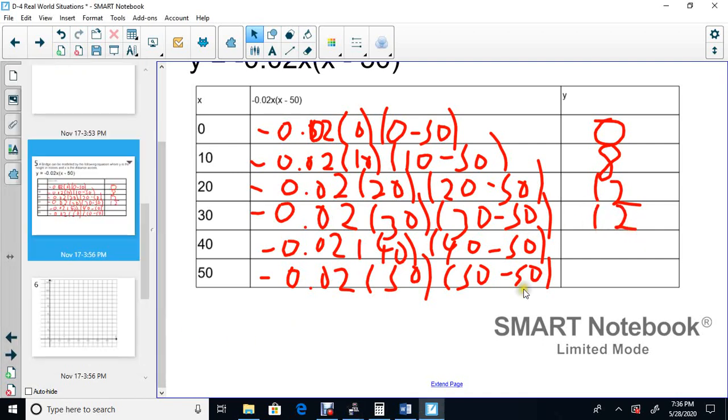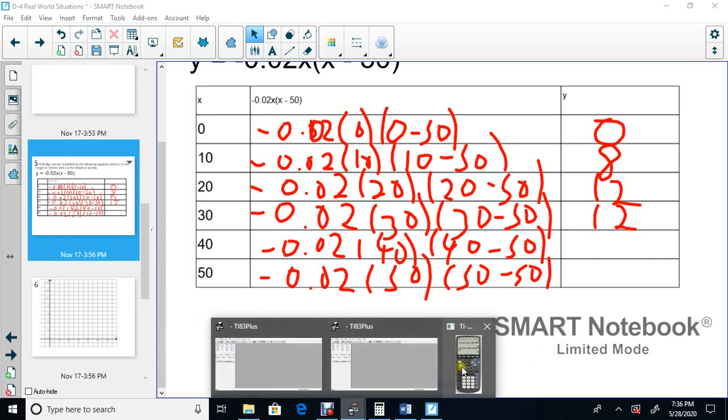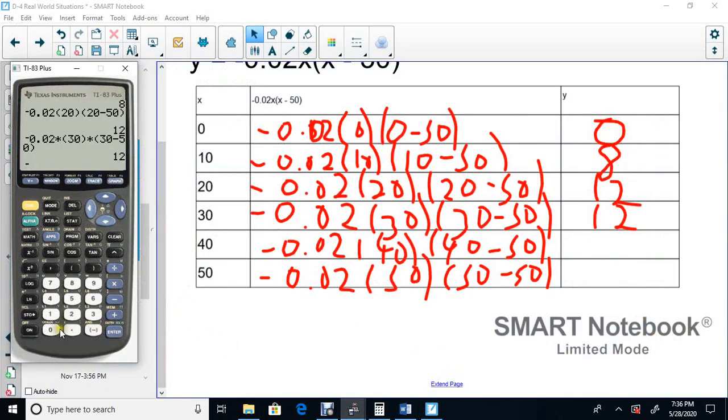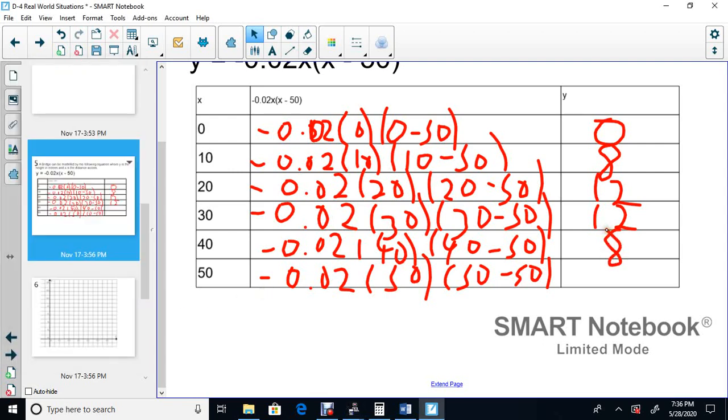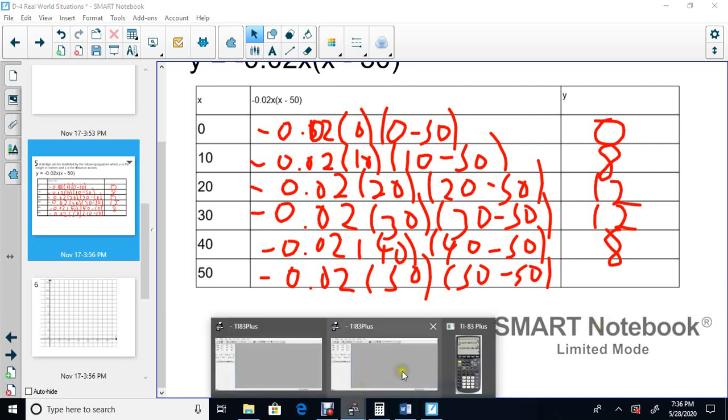I wonder if the next one's going to be 8 and there's a pattern. Let's take a look here. So you get negative 0.02 bracket 40, bracket 40. Oh, forgot to close the bracket, 40 minus 50. Again, 40 minus 50. Eight. And I've got a funny feeling the last one's going to be 0, but we'll type it in the calculator to figure out what it is.